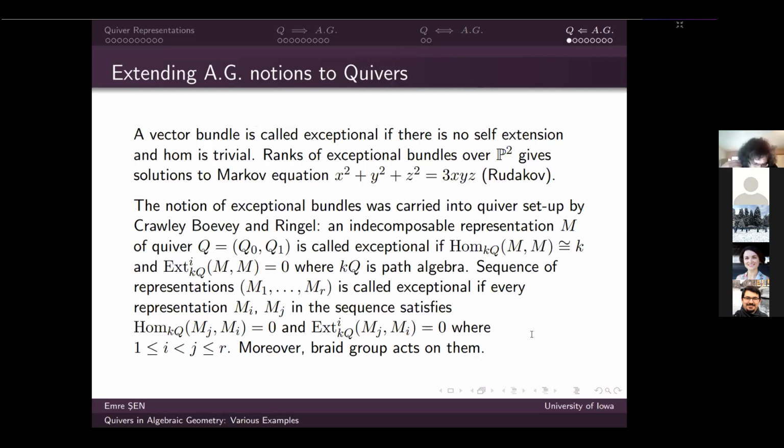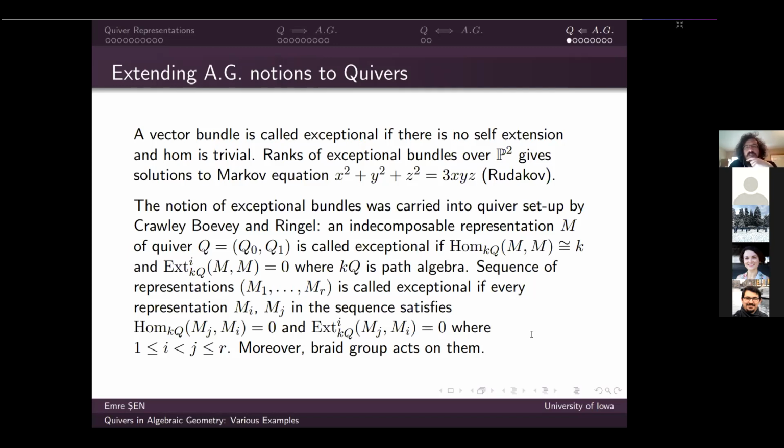Whatever we see for any type of vector bundle, one can carry that setup to the homological ideas to the quivers, and then one can study them. And they did a nice mathematics. Now let's talk about exceptional bundles or rigid bundles.